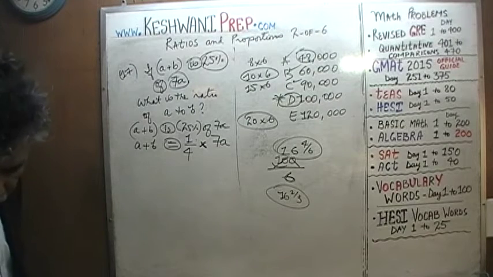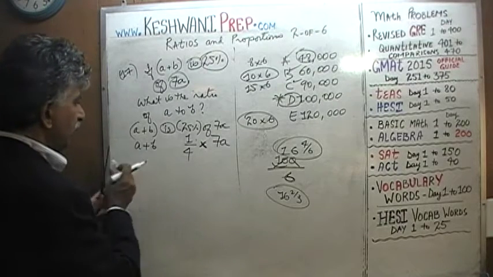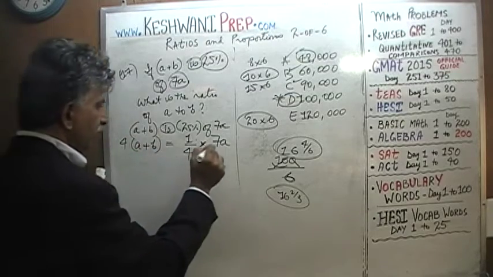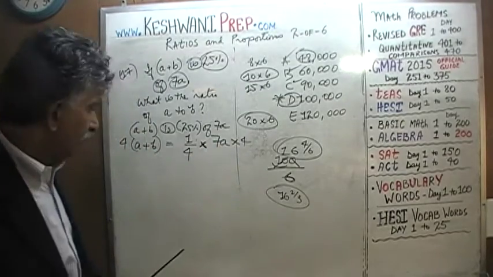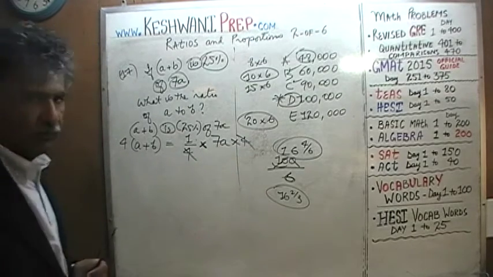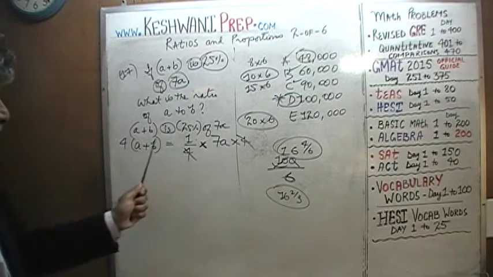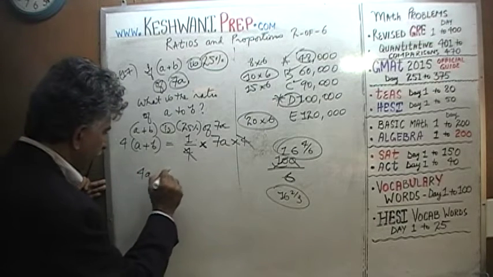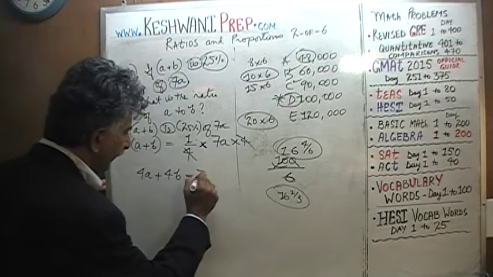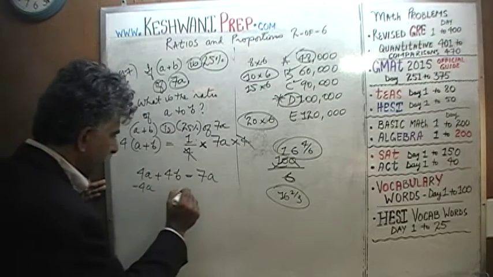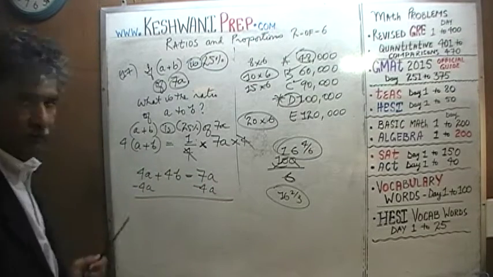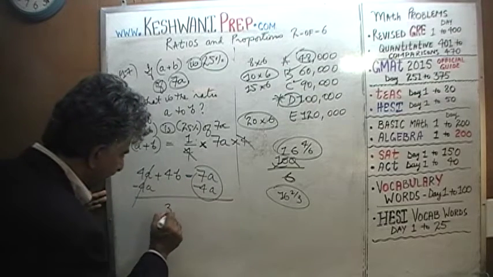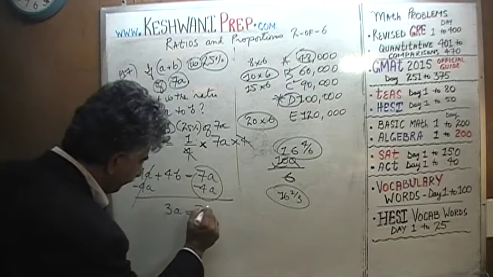Multiply both sides by 4 so we can get rid of the 4 from the bottom. Take this quantity, multiply it by 4. Take this side, multiply it by 4. So we get rid of this 4 from the bottom. Here we end up with 7A, and here we'll end up with 4 times A plus 4 times B. 4 times A plus 4 times B would have to equal 7A. Subtract 4A from both sides, and we end up with 7A minus 4A, that's 3A, must equal 4B.